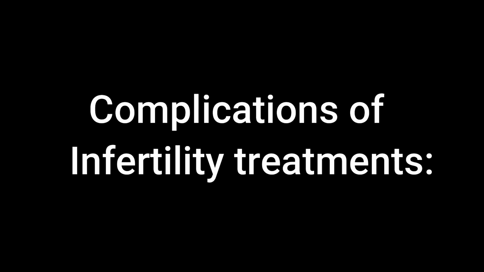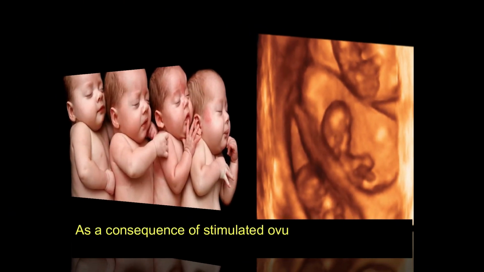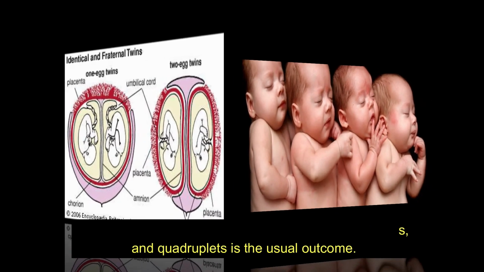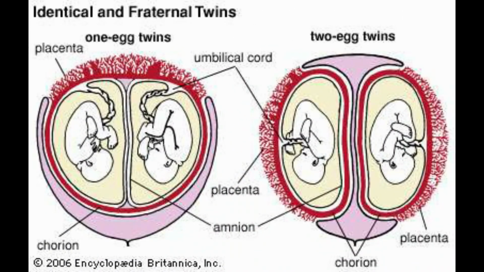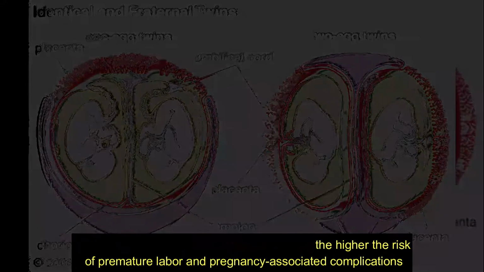Complications of infertility treatments. Multiple pregnancies. As a consequence of stimulated ovulation, twins, triplets, and quadruplets is the usual outcome. Generally, the greater the number of fetuses, the higher the risk of premature labor and pregnancy-associated complications.